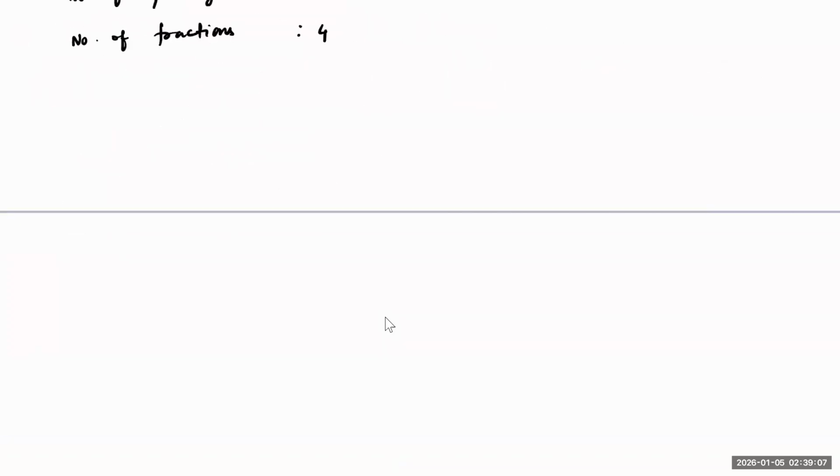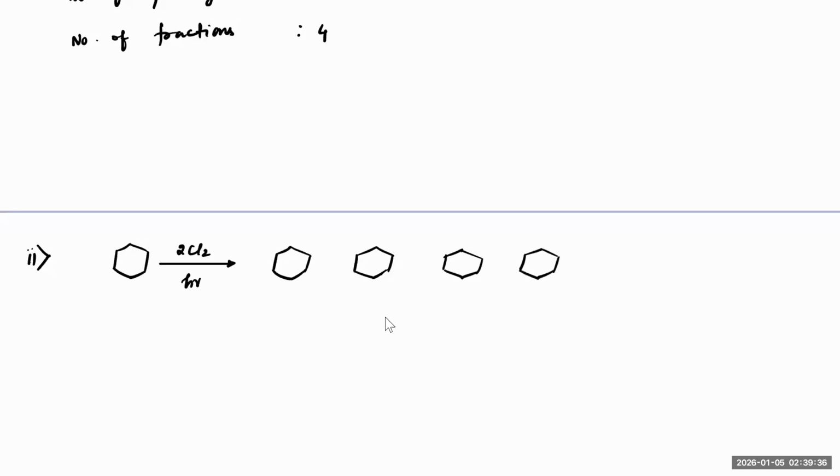The dichloro case is clear. Let's see the second case. Please do it together. If you have cyclohexane and we are using 2 moles of Cl2 and H nu, how many such products can we get? First, write down all the skeletons. At least write 4 skeletons. If more are needed, we can write them at the end. First, write 4. That should be enough.